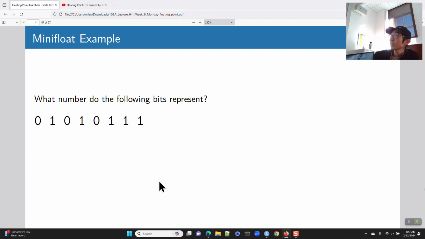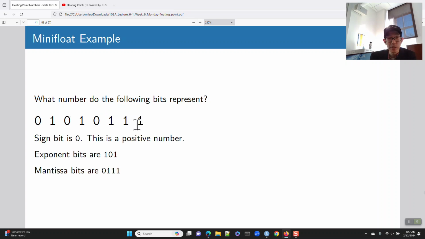So let's look at this number. I've got 0, 1, 0, 1, 0, 1, 1, 1 in binary in my miniature floating point system, and I'm going to ask, what is this value in decimal? Or what number does this represent? The first digit is the sign, the next 3 are for the exponent, and the last 4 are the mantissa. The sign bit is 0, so it's going to be a positive number. The exponent bits are 1, 0, 1, and the mantissa bits are 0, 1, 1, 1.